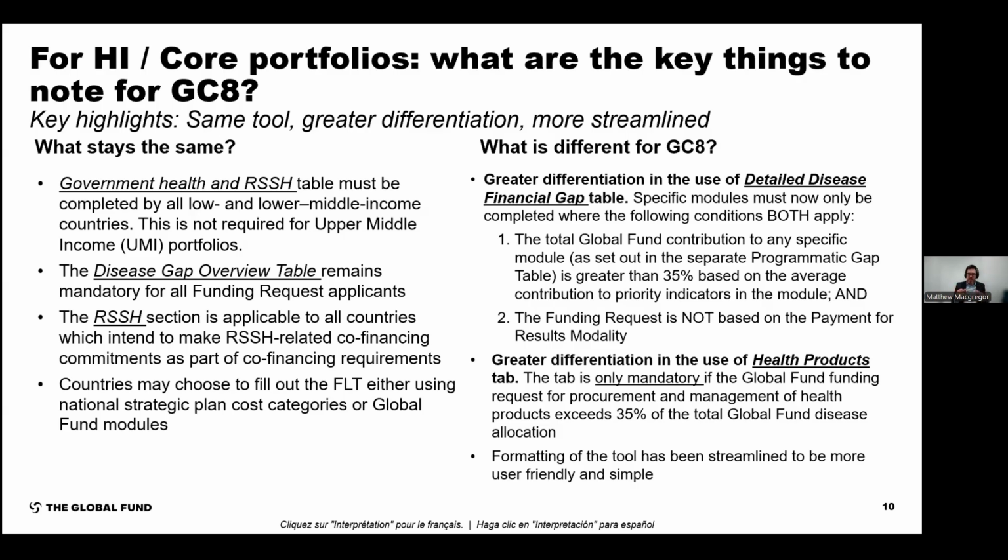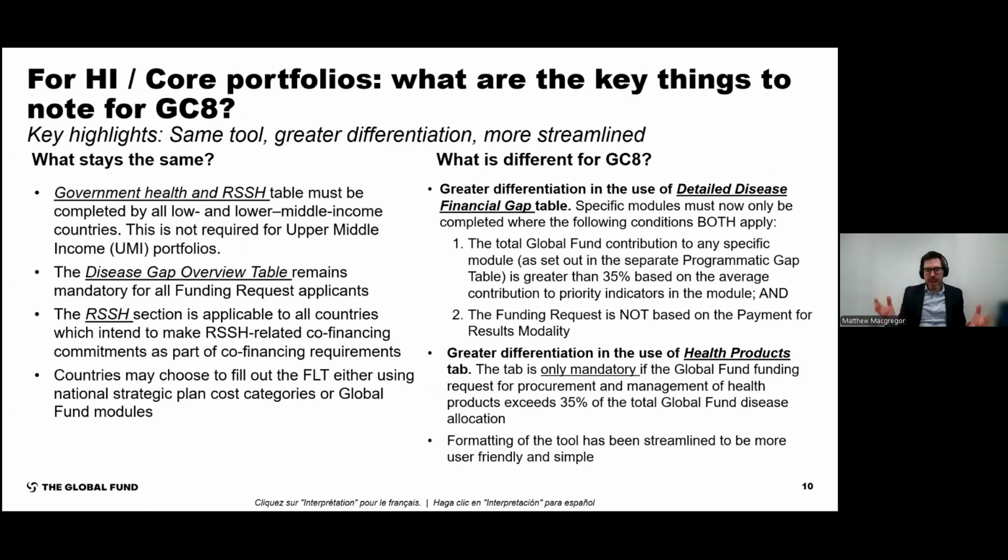And the reason here is we're trying to capture the information for the most important interventions that we will be supporting and that are reflected in the programmatic gap table. Not every single intervention, but the most important. It's part of that differentiation that we're trying to support in GC8. And the second major thing is greater differentiation in the use of the health products tab. Instead of asking for the health products tab to be mandatory everywhere, the health products tab is only mandatory where the procurement and management of health products exceeds 35% of the total Global Fund disease allocation. In all other places, it can be used, but it's optional.